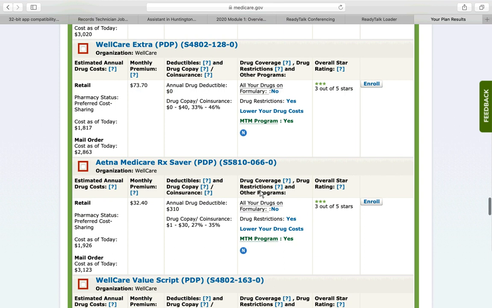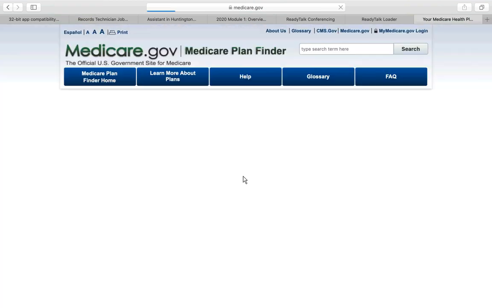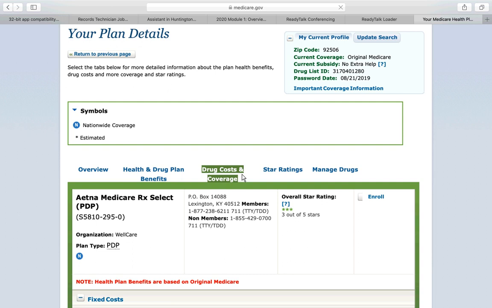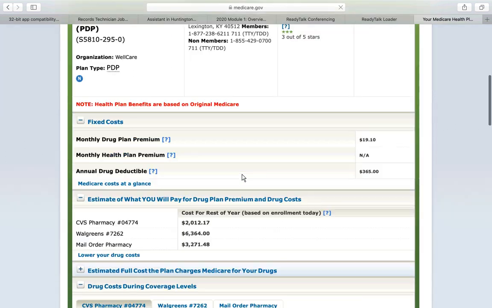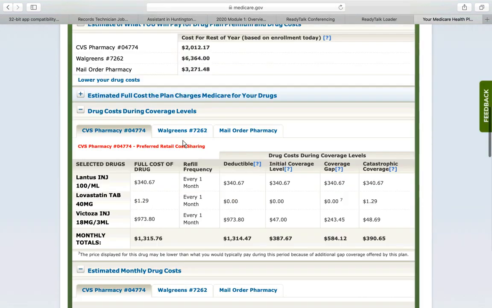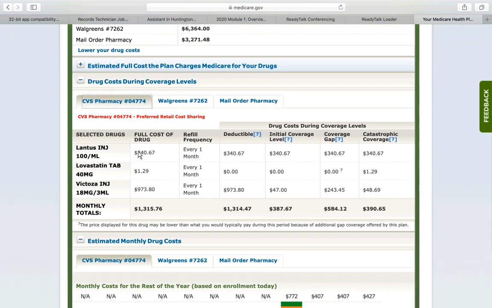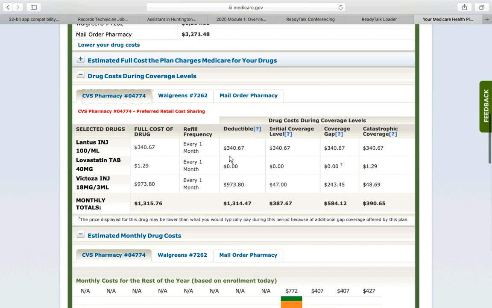Okay, so only $19 per month. We're going to click on here, drug costs and drug coverage. CVS is the preferred pharmacy with Aetna. Okay, first thing we're going to see is that this Lantus is actually not covered. All right, so if it's not covered, let's scroll down and see what they got.